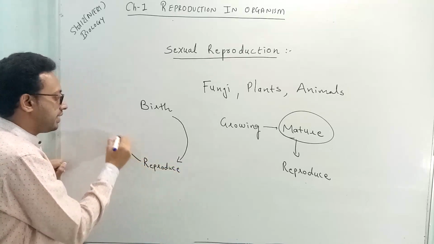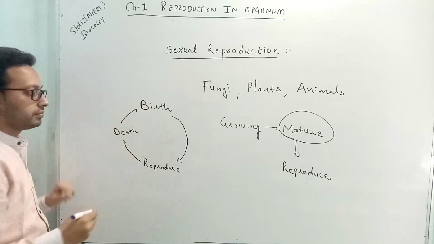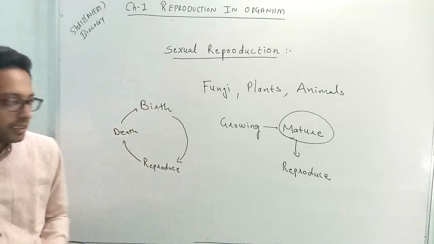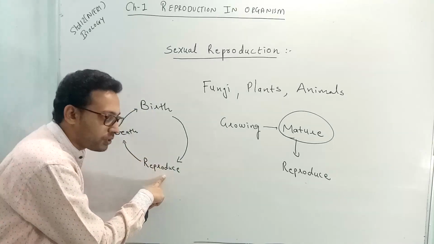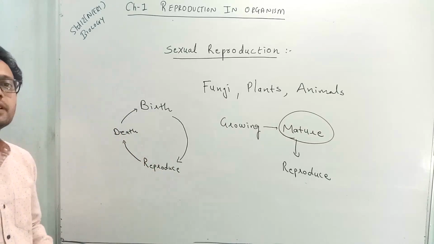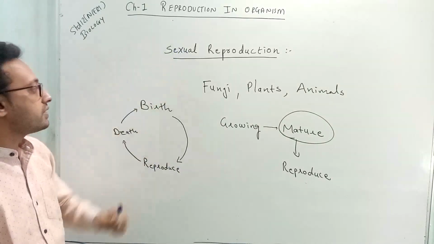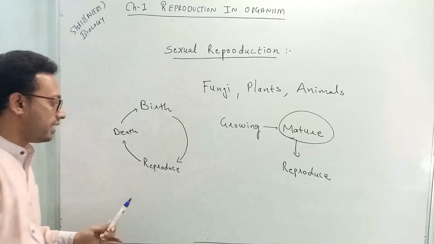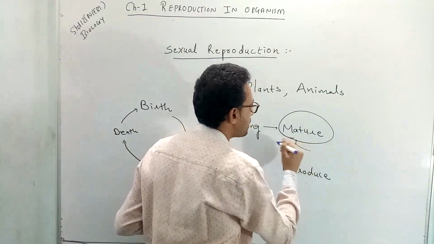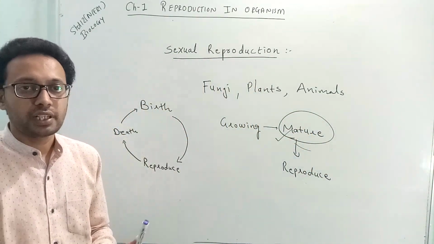Then there is a death of a living organism. Clear? So there is a cycle. There is a birth, there is a maturity where it can reproduce, and then the animal ultimately dies. So this period occurs in the case of sexual reproduction, and they only reproduce sexually when they become mature. When they become mature. Clear, students?